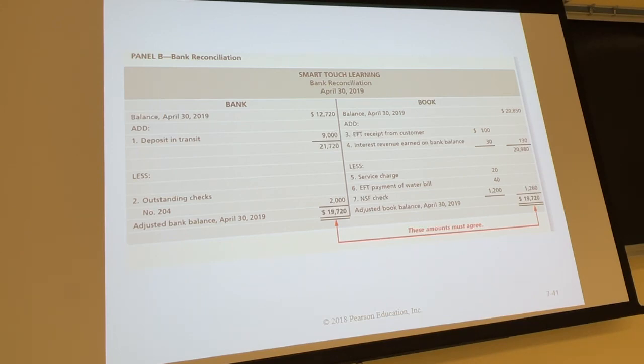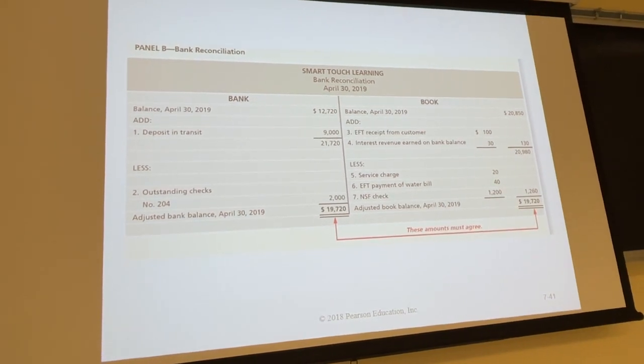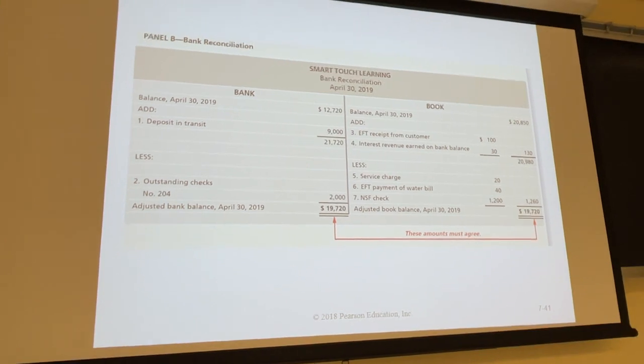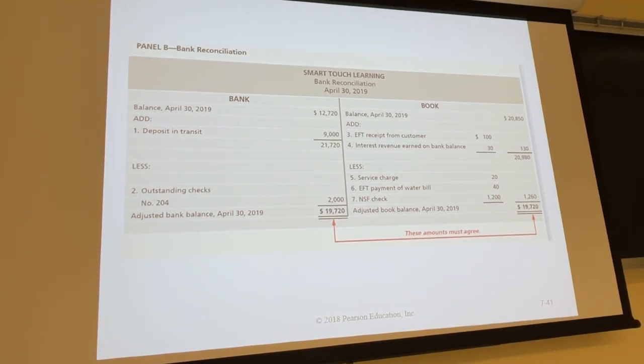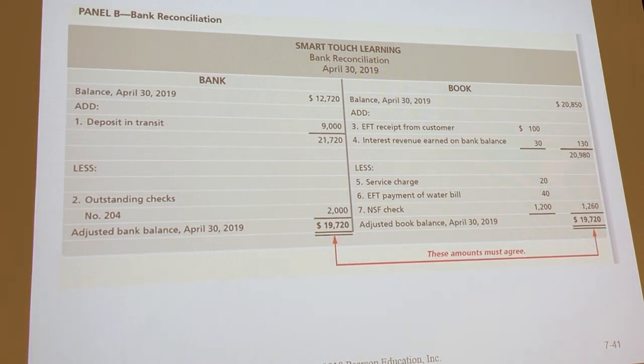And then after you make various adjustments on both the bank side and the book side, you get to an adjusted balance at the bottom. And you'll notice that the adjusted bank balance at the bottom on the left is exactly the same figure as the adjusted book balance at the bottom on the right. So we've successfully explained all of the differences between the bank balance and the book balance.